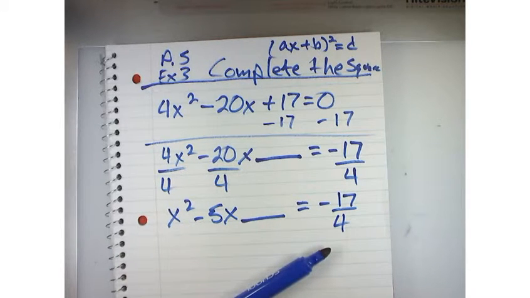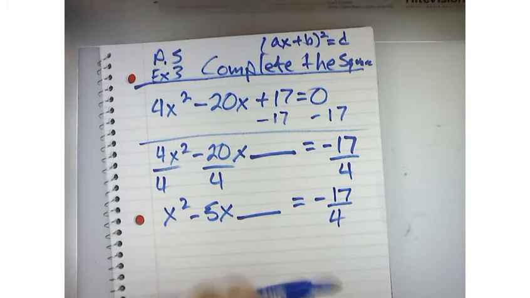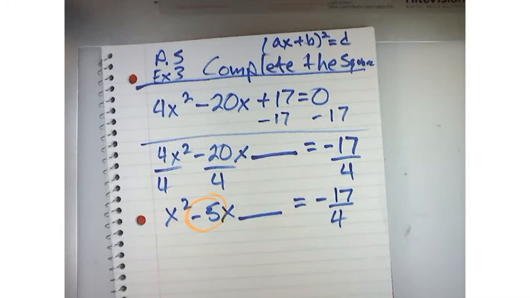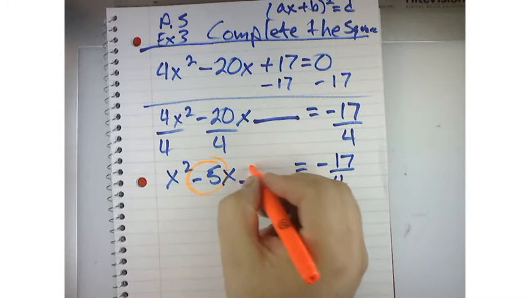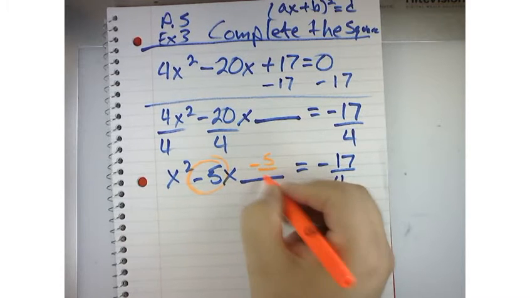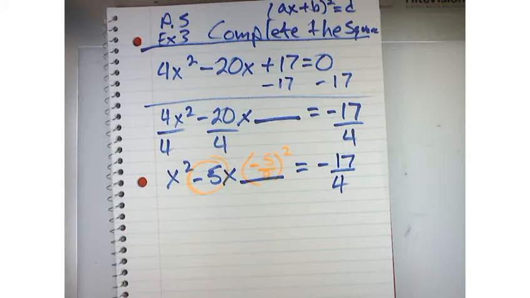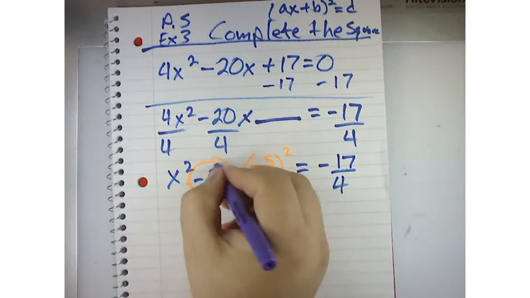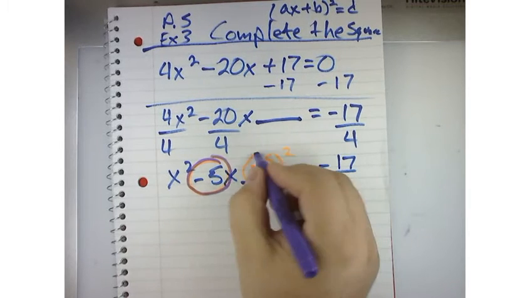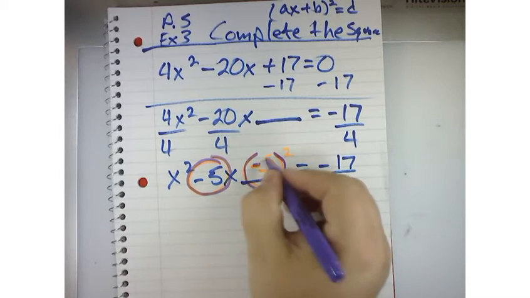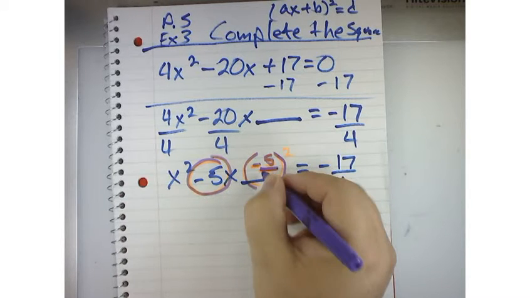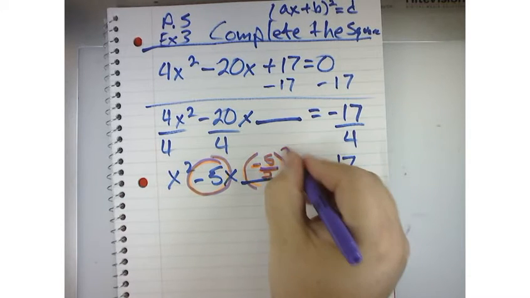To make a perfect square, I'm going to take this number right here, negative 5. And what I'm going to do is say negative 5 over 2, squared. And let me write that in a darker color so you can see it. So to complete the square, I'm going to take that number, negative 5, put it over 2, and then square that.